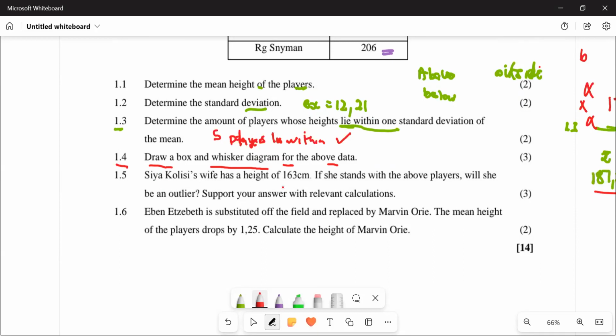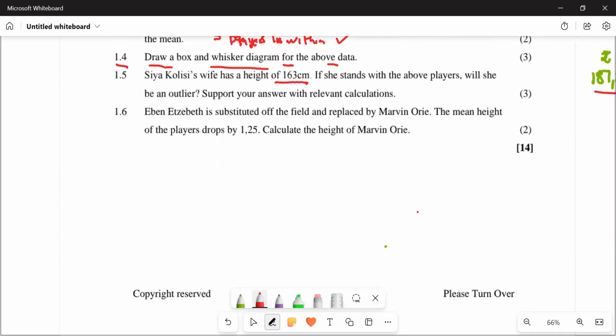Siakolis's wife has a height of 163 centimeters. If she stands with the above players, will she be an outlier? Support your answer with relevant calculations. If she stays with the people above, how do you get an outlier, guys? This is how we get an outlier. We need the number 1.5. We need the IQR, which is the interquartile range. Interquartile range is Q3 minus Q1.